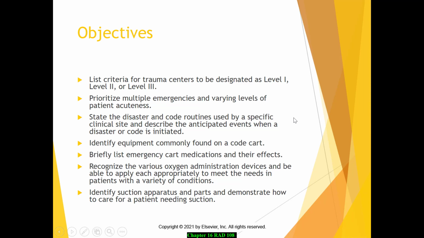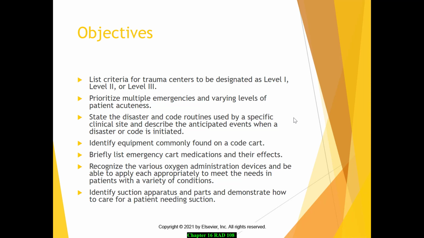In this chapter, we'll take a look at different emergency devices, like the different types of trauma centers. There's a level 1, level 2, and level 3. You're going to take a look at equipment that you might find on the code cart. There are some medications that should be placed in the emergency cart that you need to be aware of.